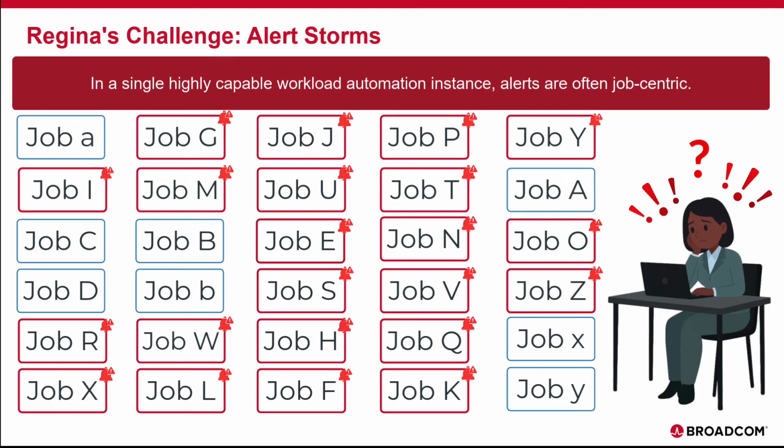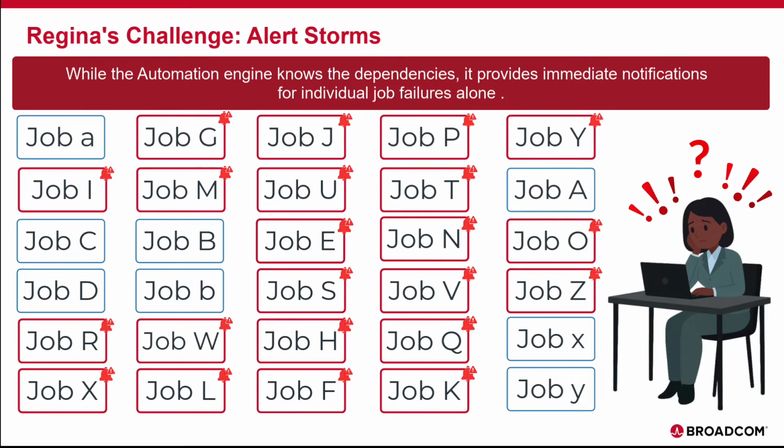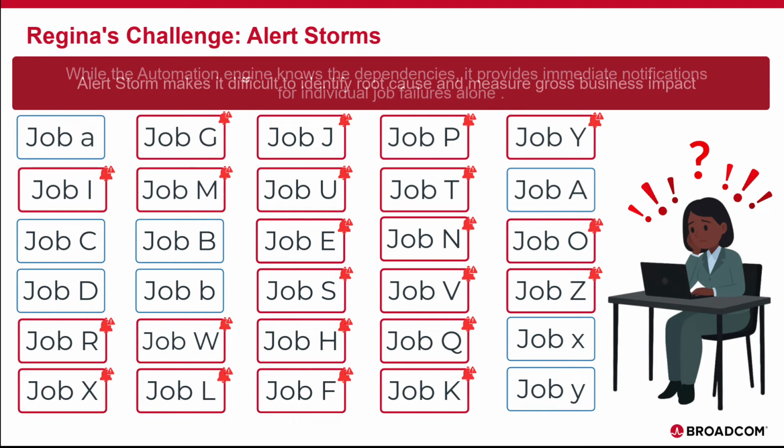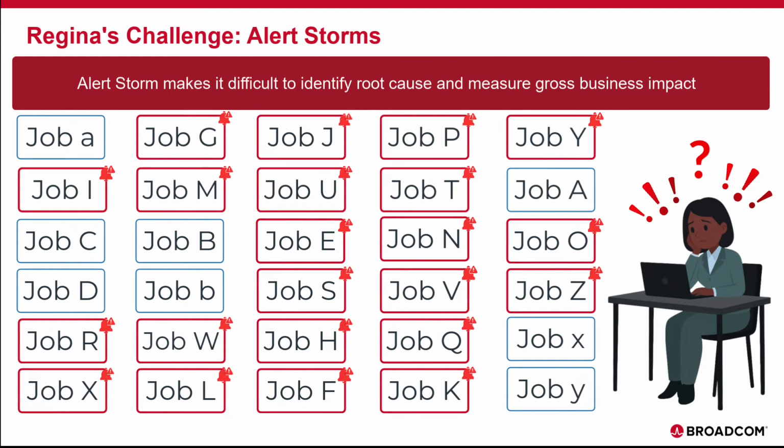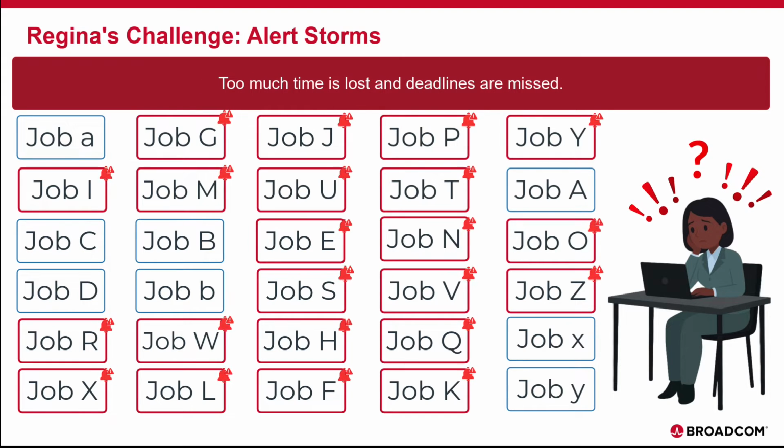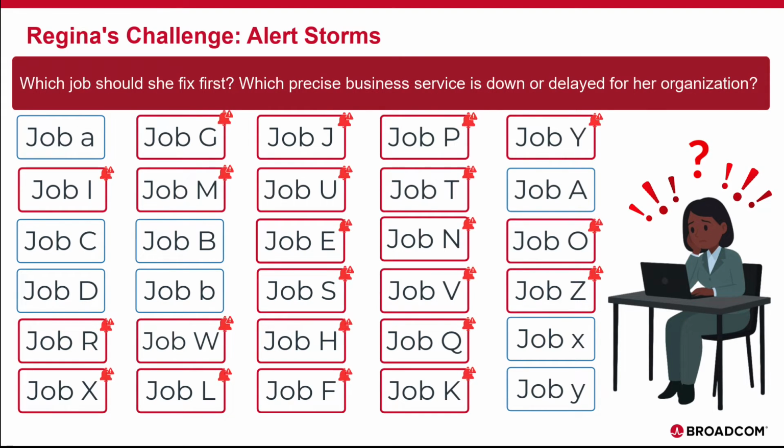Even with a really good automation system, the alerts are usually just about individual jobs. While the system is aware of the dependencies for each job, it only notifies her about each individual failure. Without alerts that reflect the whole picture, Regina can't figure out where the problems begin or how they're affecting the business. Too much time is lost and deadlines are missed. So which job should she fix first? Which business service is down or delayed?